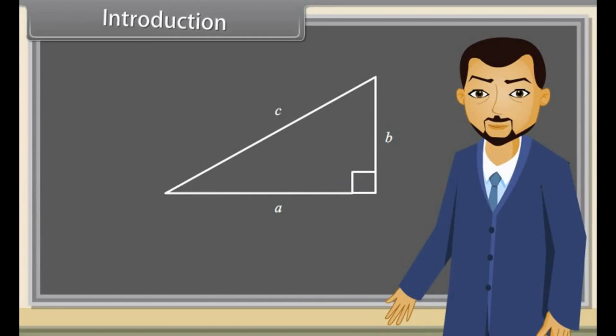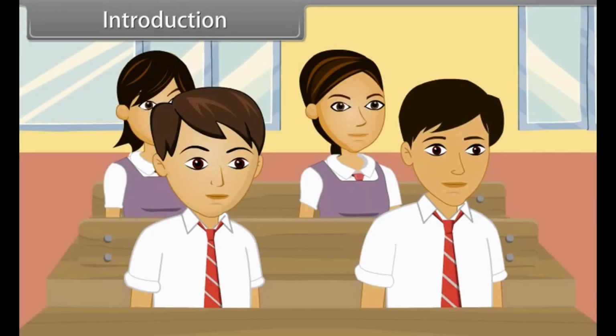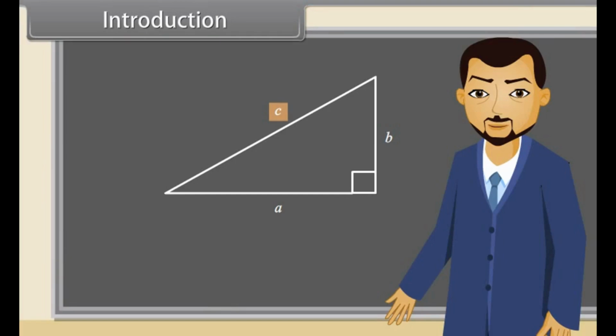Introduction. Students, this is a right-angled triangle. Can you tell which side is the hypotenuse? C is the hypotenuse. Yes, C is the hypotenuse. So by the Pythagorean theorem, C square is equal to A square plus B square, we will prove some trigonometric identities.